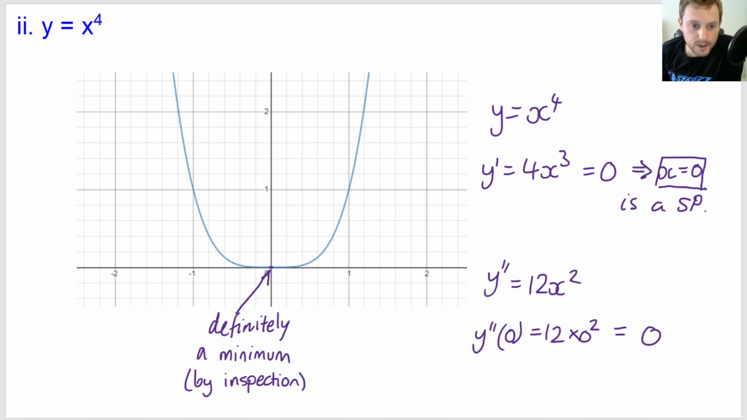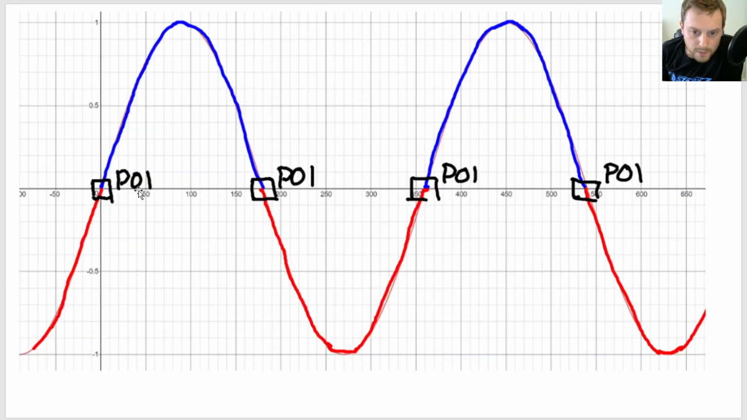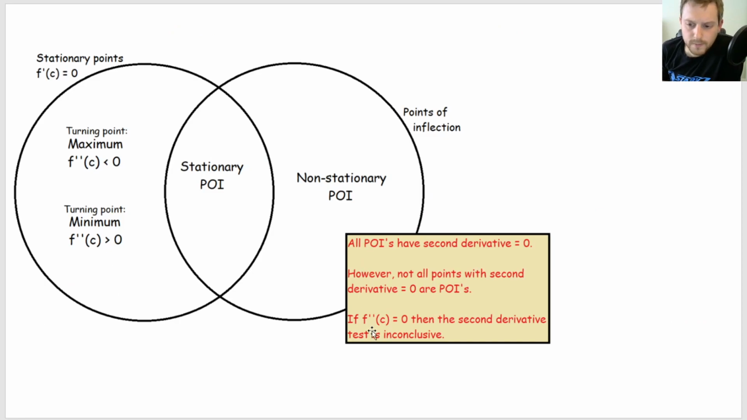What this is saying is, if I go all the way back here, at this point here, the second derivative will equal 0. At this point here, the second derivative will equal 0. At all of these points, you're going to have second derivative equals 0 because they're all points of inflection. And then this is the final sentence here. If f double dash is 0, then unfortunately the second derivative test is inconclusive. Basically, the second derivative test fails and you'd need to do something else.